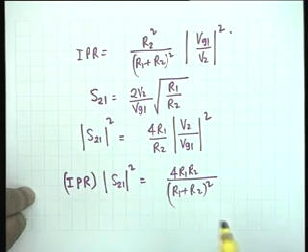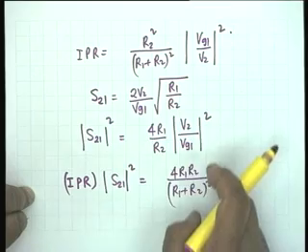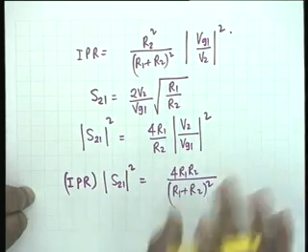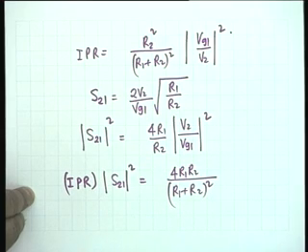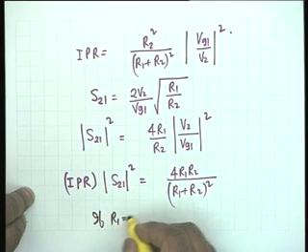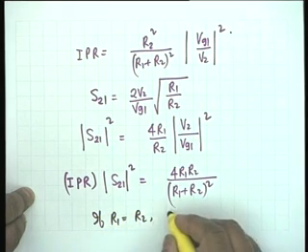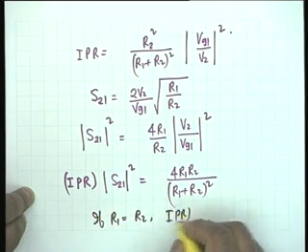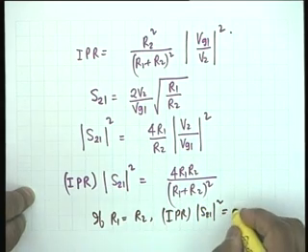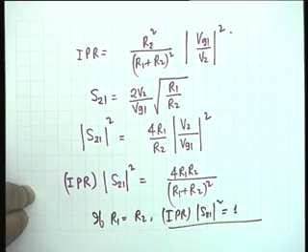Alright, and the interesting result is that the product is a constant. The product only depends on the terminating resistances at any frequency, and you also notice that if it is an equally terminated network, that is, if R1 is equal to R2, then this product IPR and S21 squared would be equal to 1. So, one is the reciprocal of the other. Alright.